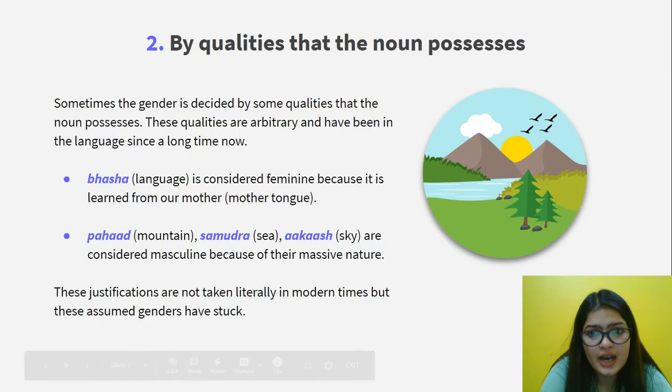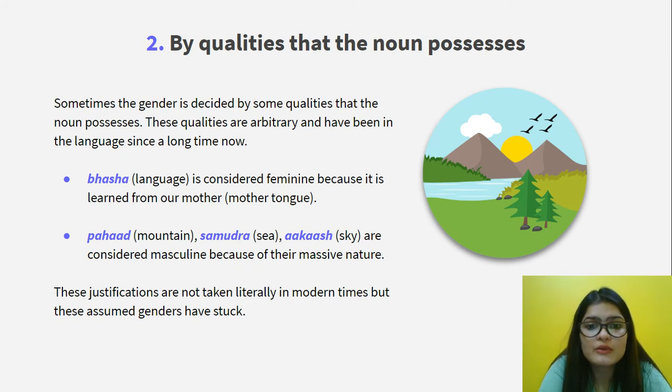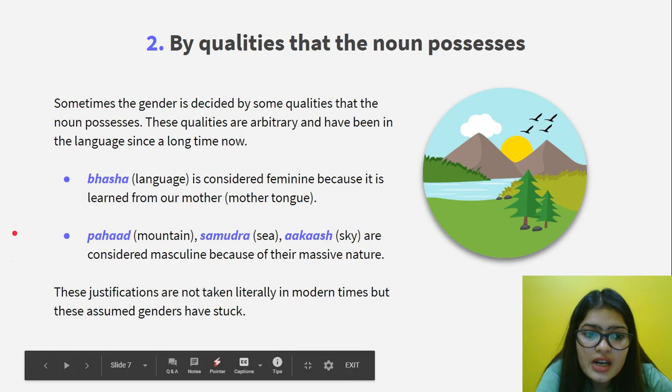By qualities that the noun possesses. Sometimes the gender is decided by some qualities that the noun possesses. These qualities are arbitrary and have been in the language for a long time now. Bhasha is considered feminine because it is learned from our mother tongue. The next point is pahad, which is a mountain. Samudra, sea, and akash, sky, are considered masculine because of their massive nature. These justifications are not taken literally in modern times, but these are assumed genders that the world has stuck to. What I mean is that these words, or any word for that matter, are arbitrary in nature.